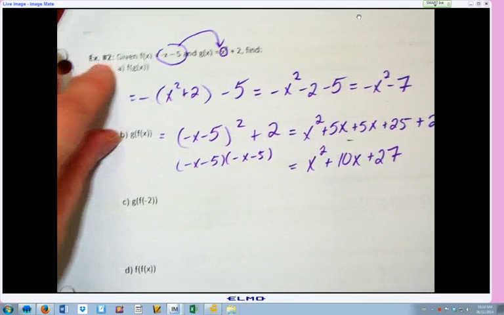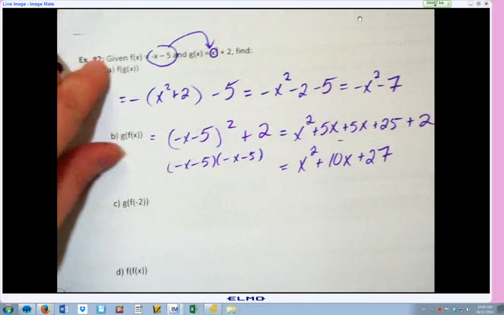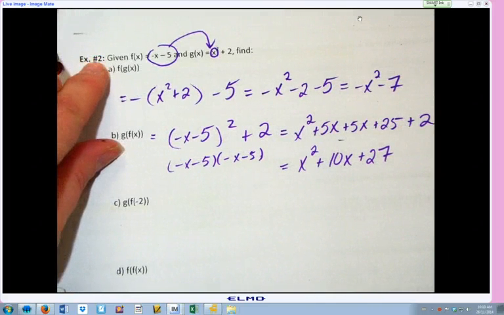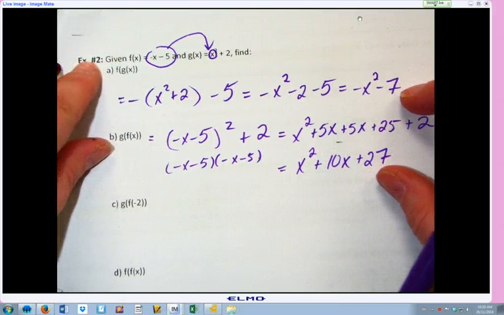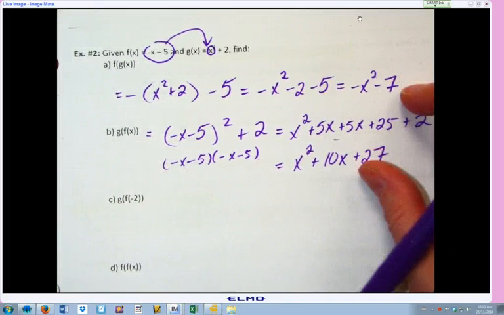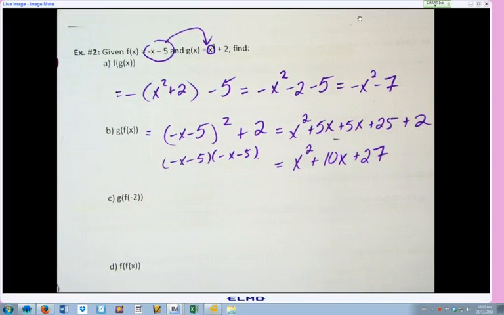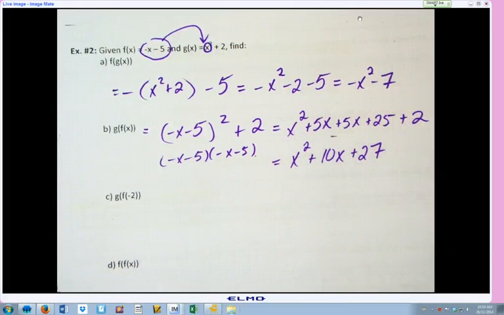Point of doing these was look at the difference with the order. So if we switch the order, does it matter? Yes, completely different answer. If you switch the order and you get out the exact same answer, what does that tell you about the original functions? Good guesses?